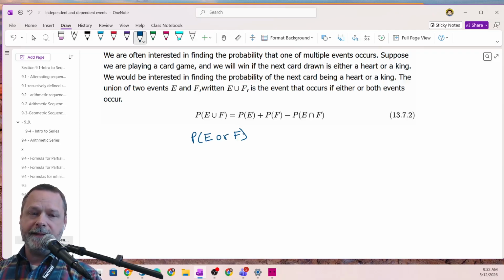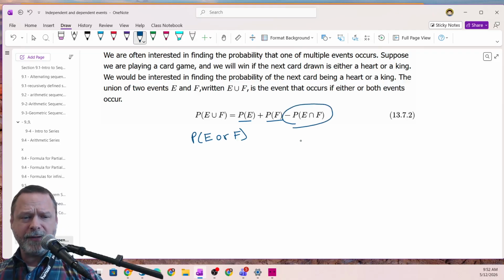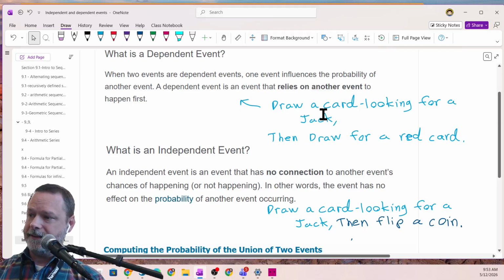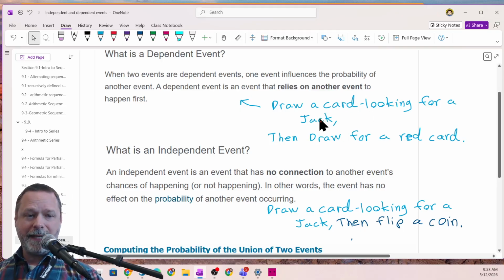So we want to know if this or this happens. What we do is add each of those probabilities up. That's how it works. Now we have to do one thing afterwards. We can't just add up both those probabilities, because what if these are dependent? In other words, what if, like right here, I draw a jack and it's a red jack?